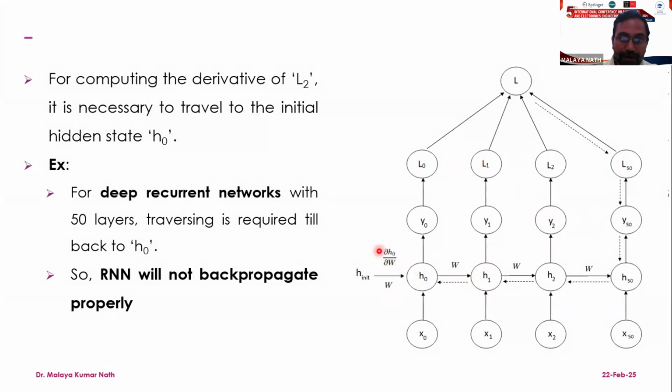That means we backpropagate to H0. What is H0? H0 is nothing but the hidden state information at the 0th layer. H1 is the hidden state information at the first layer, and likewise H50 is the hidden state information at the 50th layer. So when we are doing the backpropagation, we calculate the derivative of the loss with respect to y, with respect to h, with respect to the previous h, and this process continues till h0, and we calculate del h0 by del w.